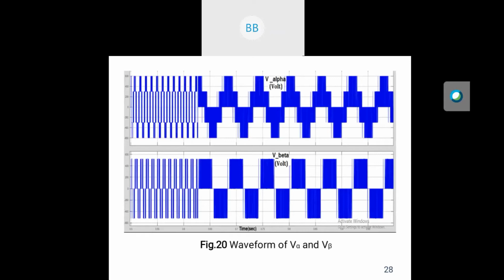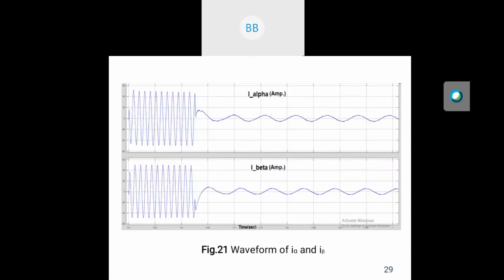And again, we have also found the result of I alpha and I beta, which is a pure sinusoidal waveform. Here, in the first waveform, there is some high current up to about 0.62 second. Then after that the current decreases and this current is maintained.